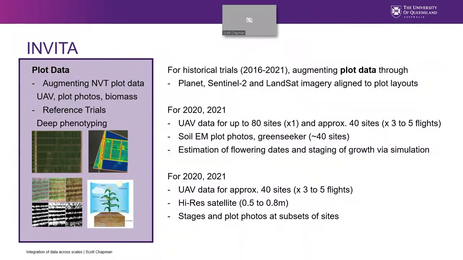So for the plot data, we've got 6 years worth of data where we've aligned all of these historical imagery at different resolutions to the plot layouts. For 2 years, we've got UAV data for up to 80 sites and about 40 sites where we have a lot of density, additional data taken in the trials. We can estimate flowering date and staging. And we've got high-res satellite for most of these sites as well, and stages and plot photos at a subset of sites.